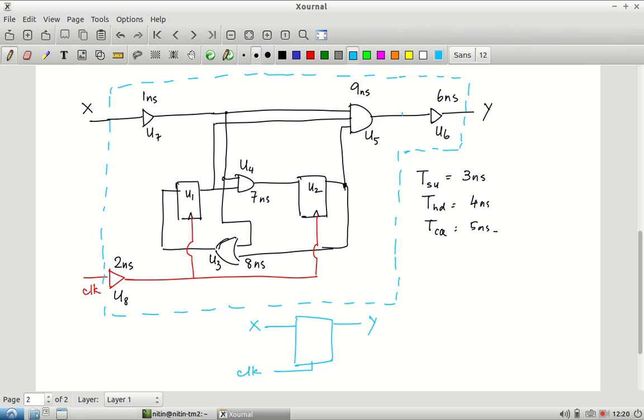Now, what we are given is the T setup, T hold and TCQ for U1 and U2, that is the individual flip-flops that are inside the circuit. Based on that, what are all the constraints that I can straight away write down? I can say that there is a path, for example, which goes from U1 through U4 up to U2. There is another path which goes from U2 through U3 back to U1.